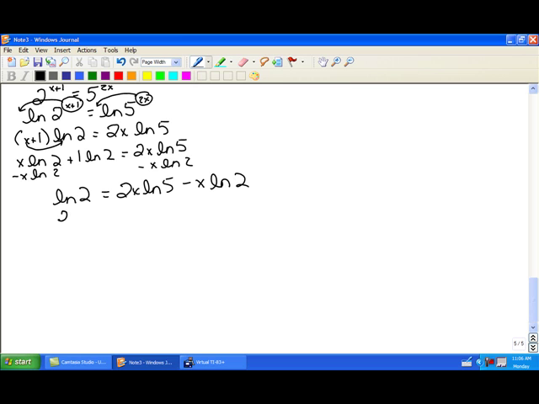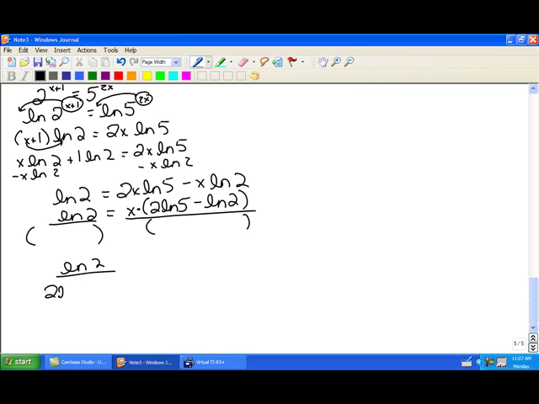Both terms have an x in them, so I want to factor that x out. X times 2 times the natural log of 5 minus the natural log of 2 will equal that left-hand side of the natural log of 2. At this point, the only thing we have to do to solve for the x is divide both sides by that parentheses. So that's going to give us that the natural log of 2 divided by 2 natural log of 5 minus the natural log of 2 is going to equal our x.